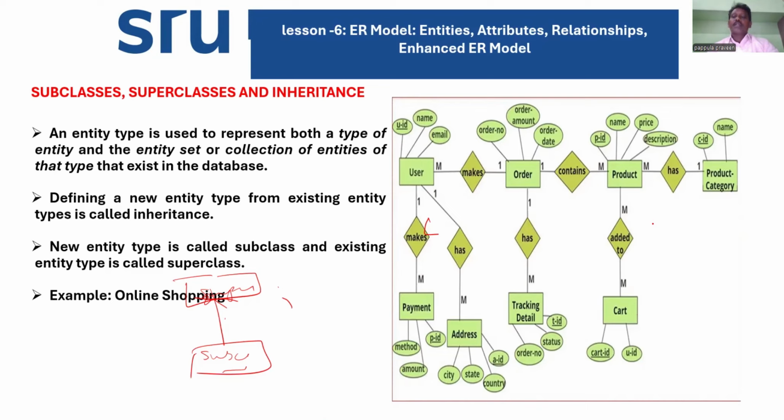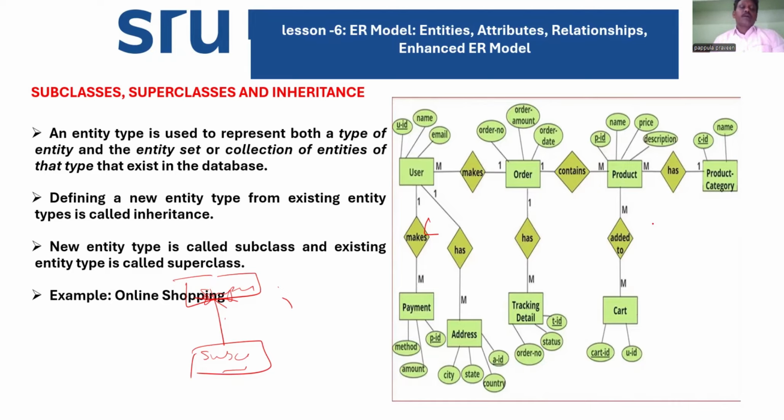And product category, cid, name, these two are the attributes of the product category. And payment method, amount, pid, these are all the attributes of the payment. Addresses also four attributes. Tracking details also three attributes. Cart also two attributes.